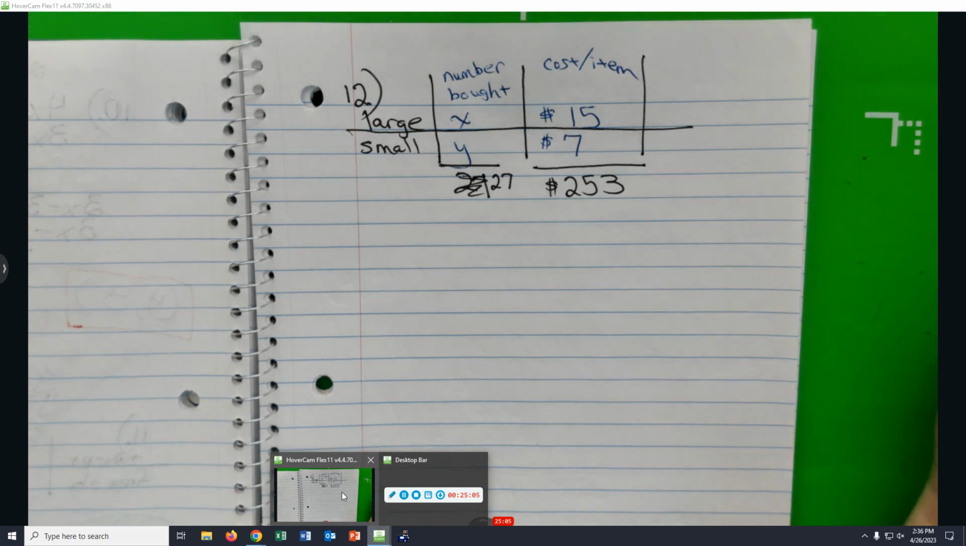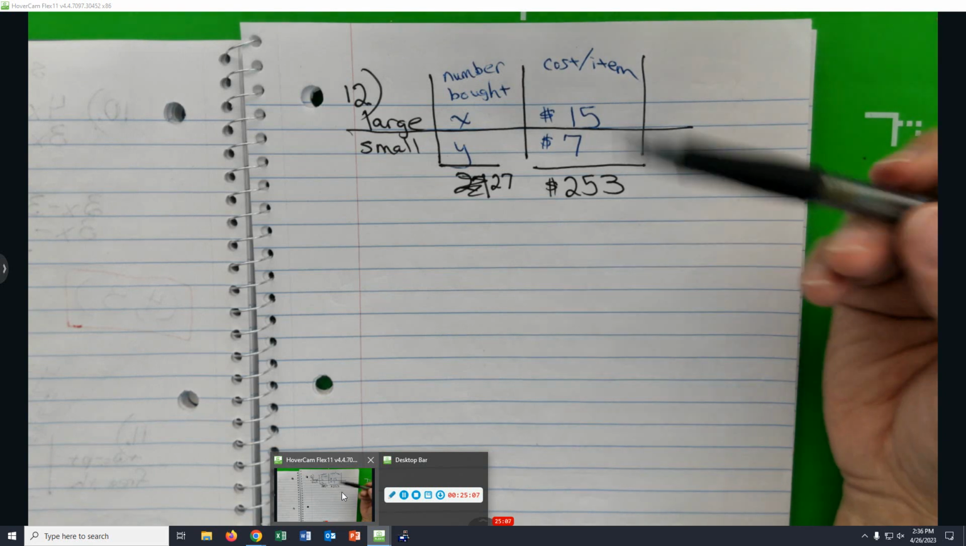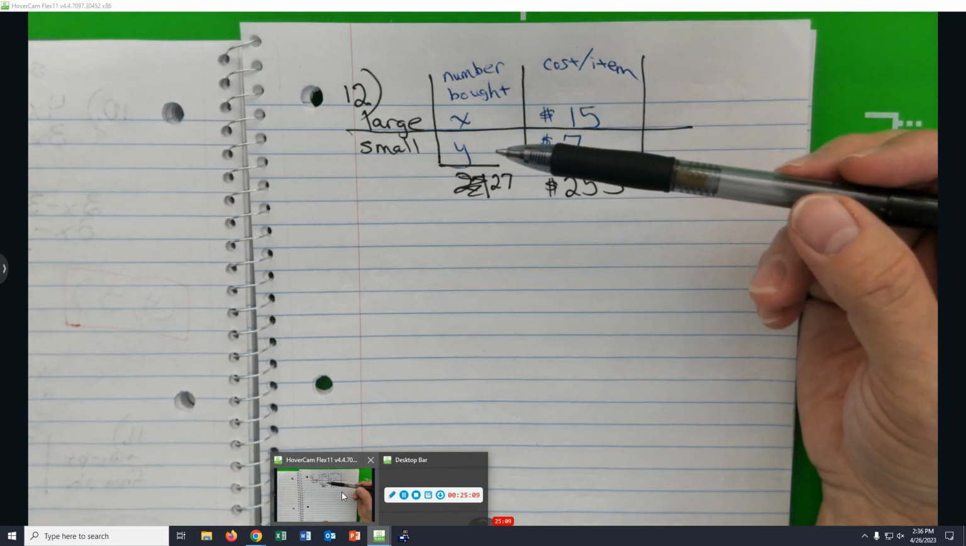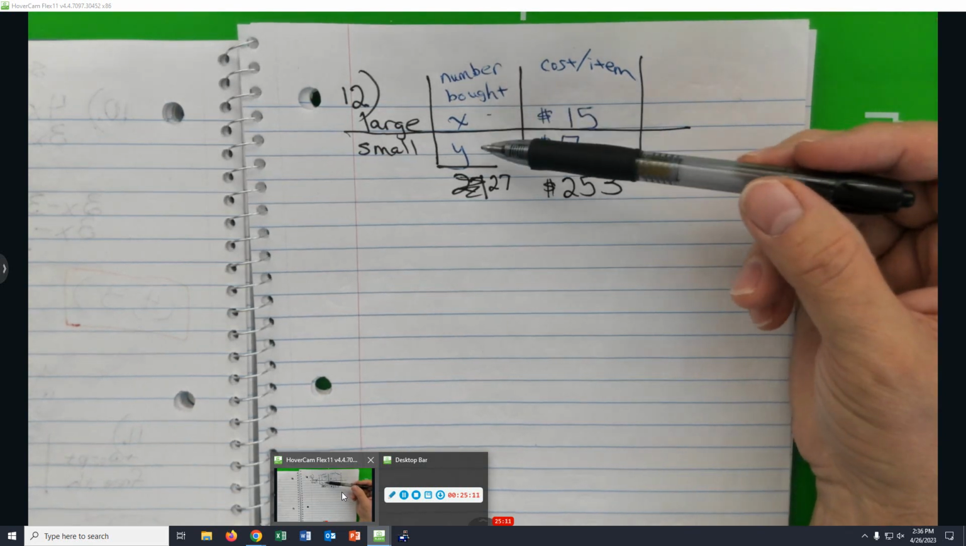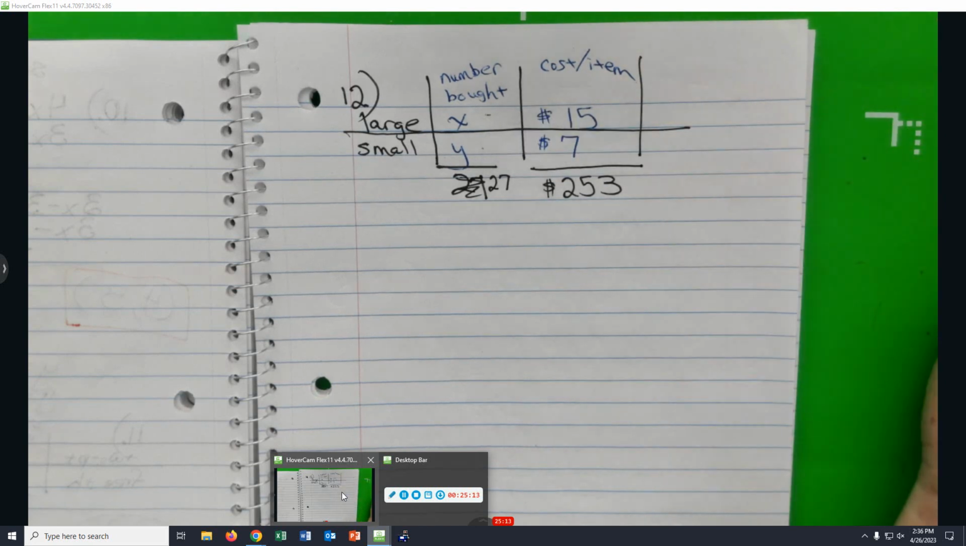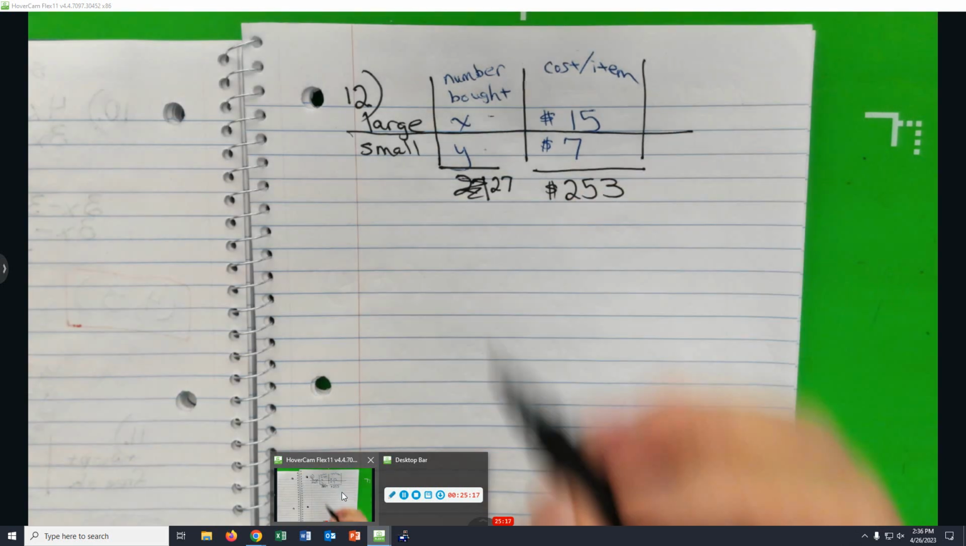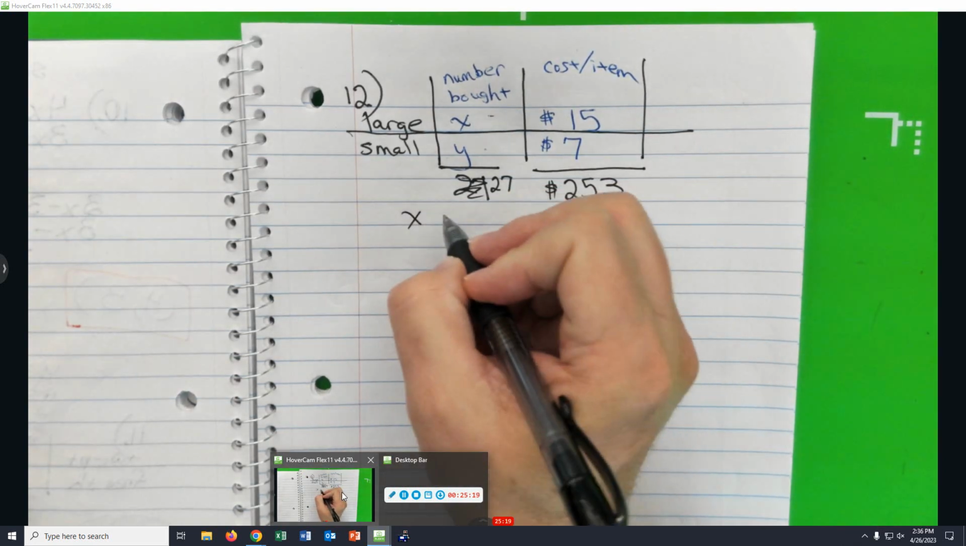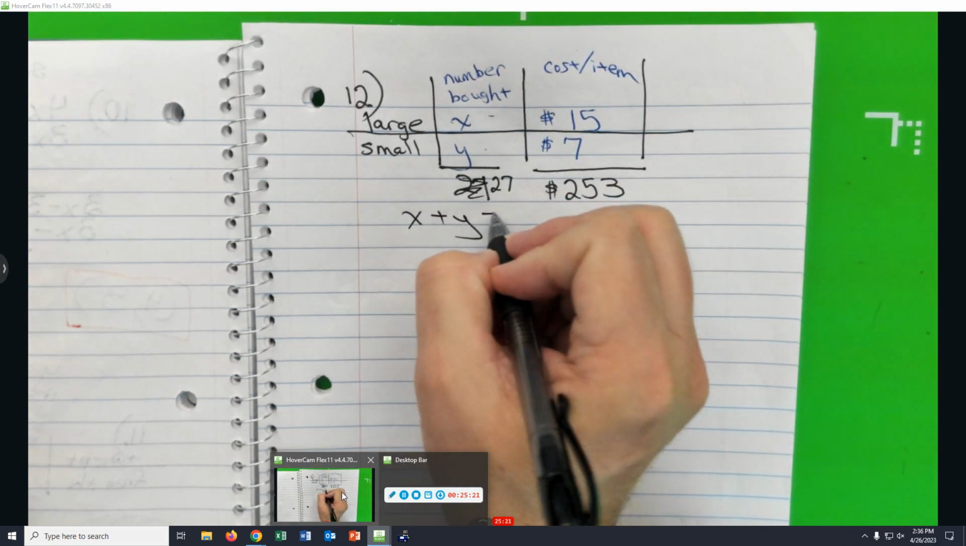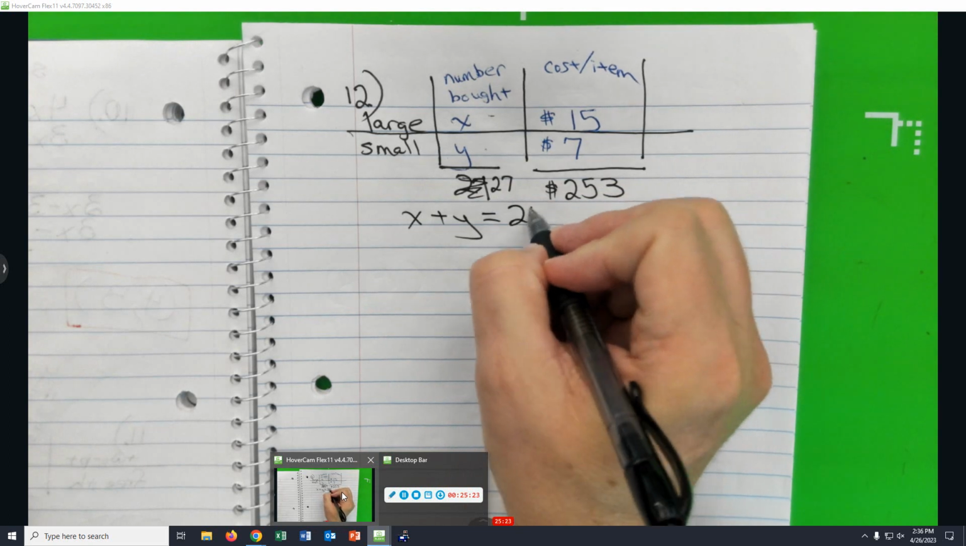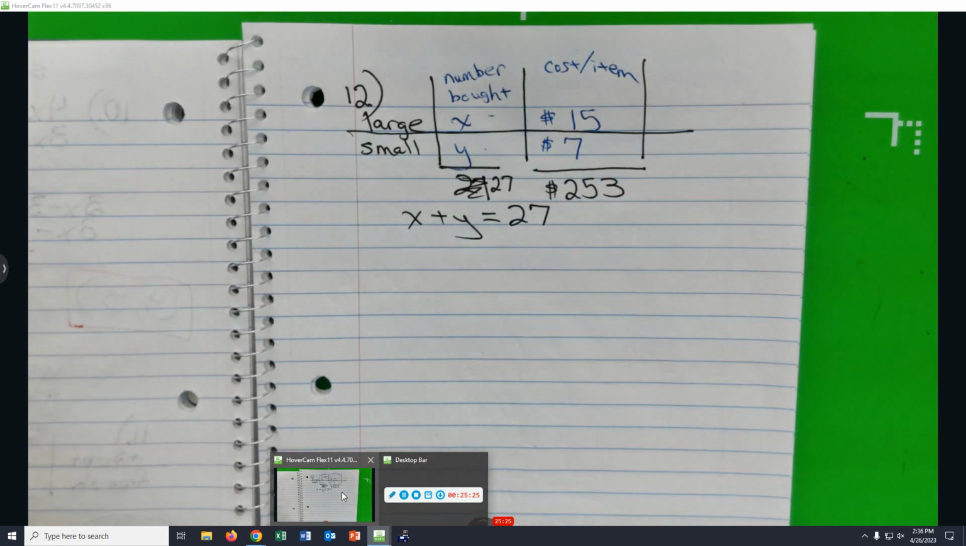Okay. We need two equations. Remember, I said that the number of unique equations should equal the number of unique variables. X plus Y equals 27. So the number of large frames plus the number of small frames had better equal the 27 frames that she bought.